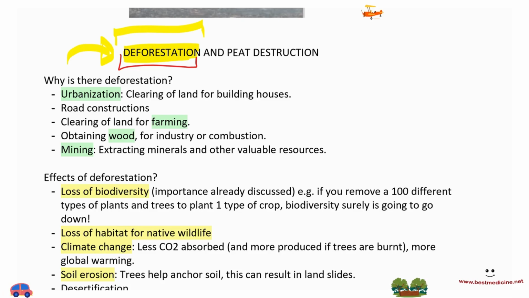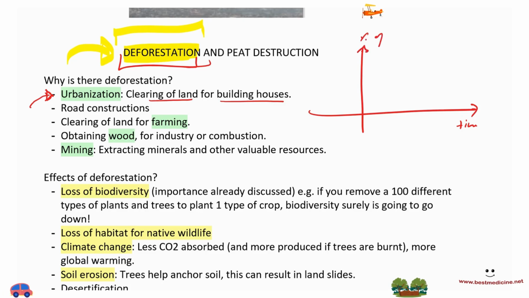So why is there deforestation? Well, one of the things that we studied very recently is that we have an increase in population. If you have an increase in population, we need land, and so we want to clear land for building houses. And that is urbanization. If a question shows up as to why we're cutting down trees, they can give you a graph showing time in years against percentage of forest, and you might see a decreasing trend in the exam.